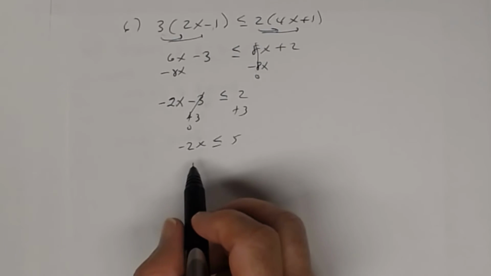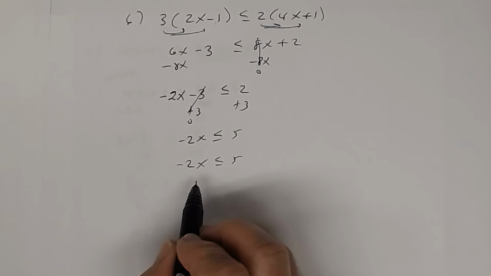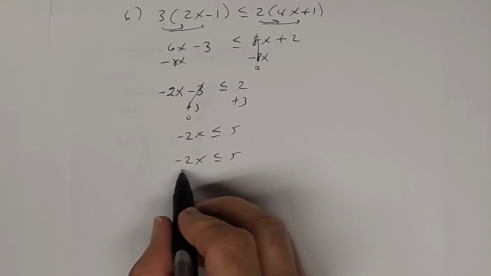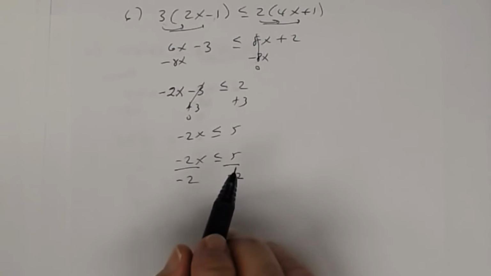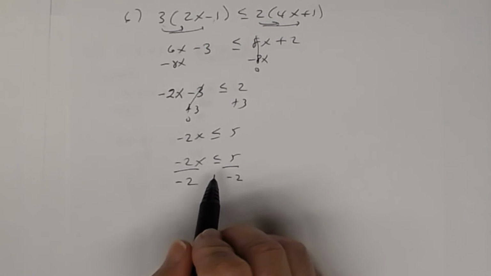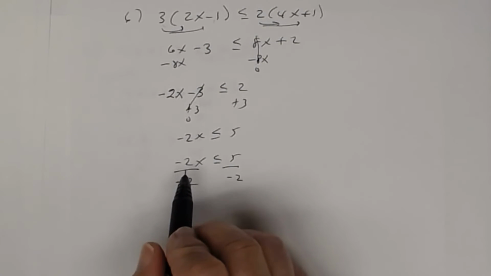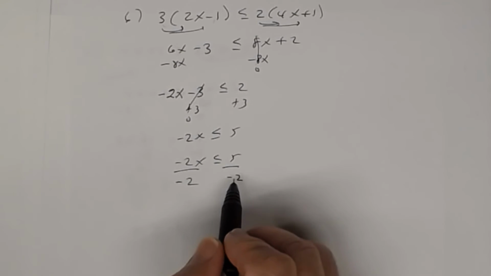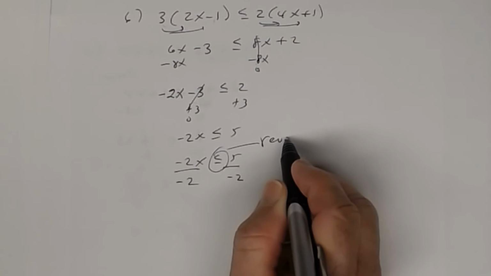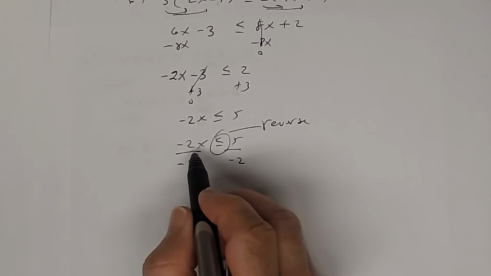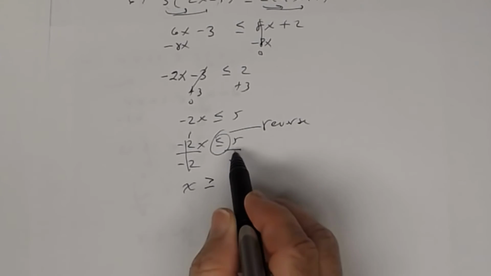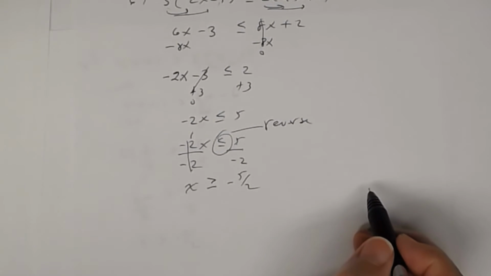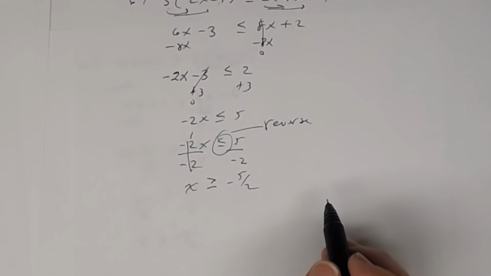Okay, now to get x by itself, we got to remember something. Look what I'm about to do. To get x by itself, I have to divide both sides by negative 2. So remember, in an inequality, whenever you multiply or divide both sides of an inequality by a negative number, you must reverse the inequality symbol. So negative 2 divided by negative 2 is 1. 1 times x is x. So you get x is greater than or equal to a negative 5 halves.